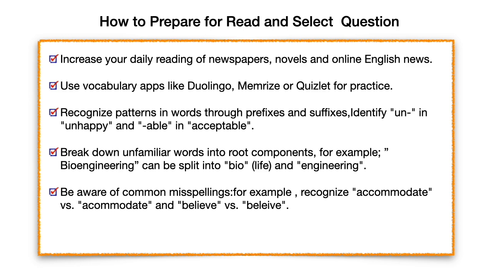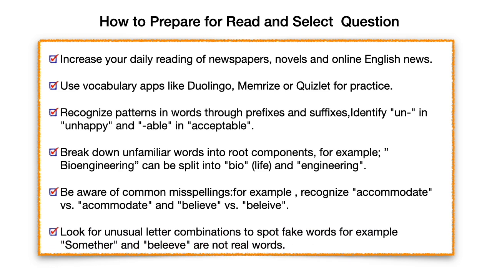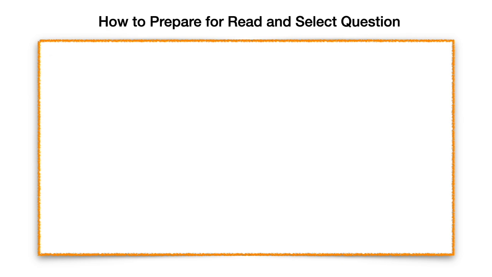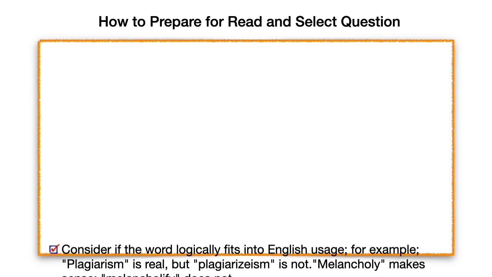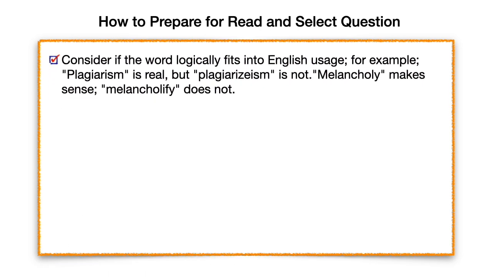Similarly, you need to look for unusual letter combinations to spot fake words. For example, sumder and believe are not real words. The wrong words would look odd or out of place. On this slide, I have some more tips. So first, consider if the word logically fits into English usage. For example, plagiarism is a real word, but plagiarism is not. Similarly, melancholy is correct, but melancholyfy is not. So you need to think logically.